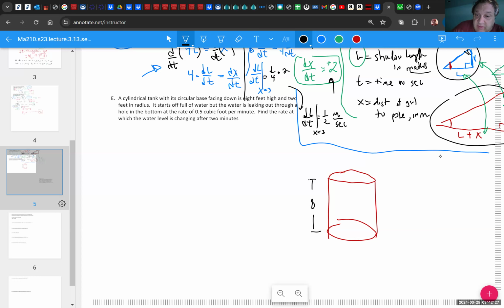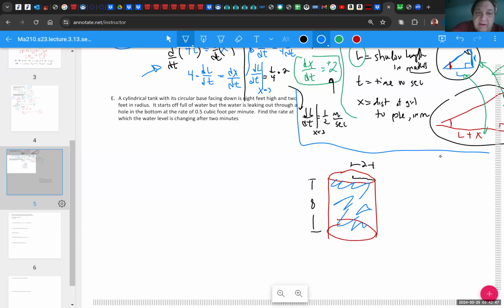And 2 feet in radius. So 2 feet in radius. Okay. Cylindrical tank with its circular base facing down is 8 feet high and 2 feet in radius. It starts off full of water. All right, so you're full of water. Here's the water, all full of water.